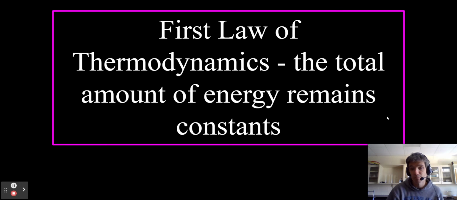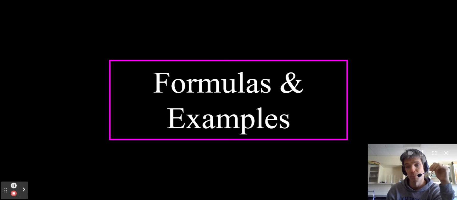Now, it's really important. You have to know this by heart. This is going to allow us to do a bunch of formulas. I'm going to go over the two main examples besides metal into water, which we did in a previous video.